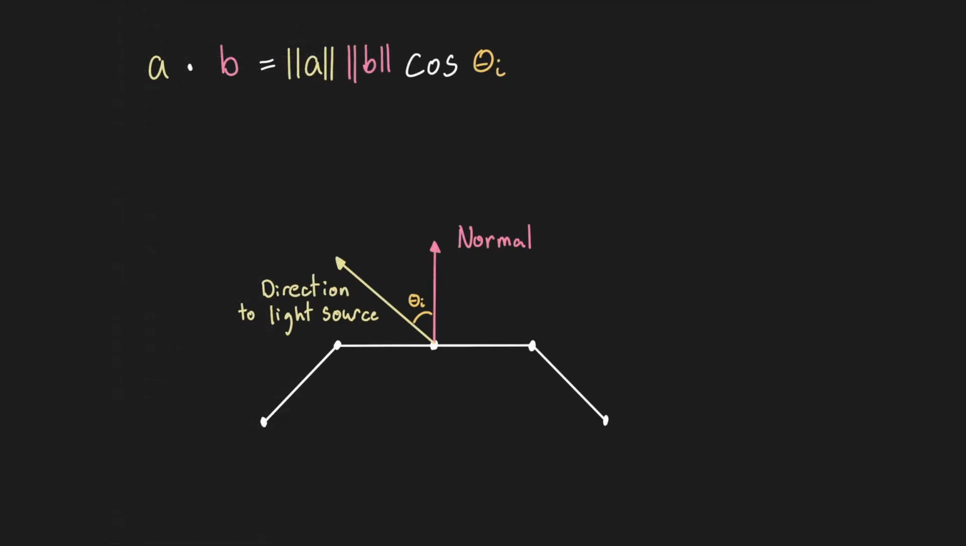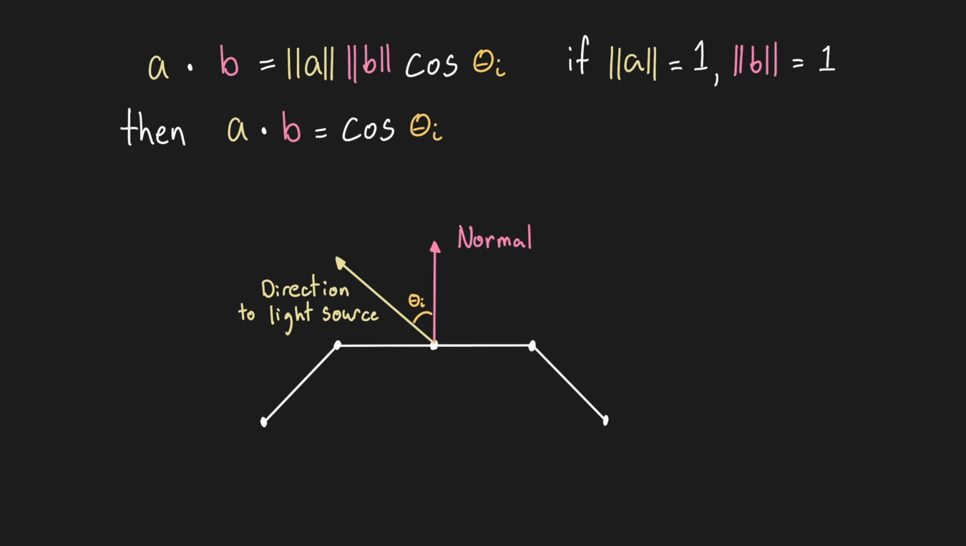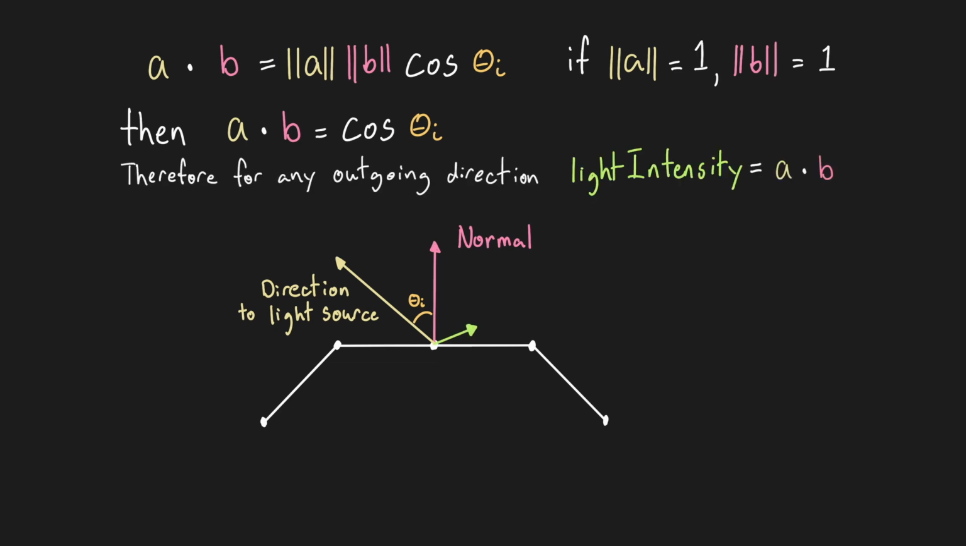The dot product of two vectors A and B is equal to the length of A times the length of B times cos theta, where theta is the angle between the two vectors. If both vectors are normalized to be of unit length, then A dot B is equal to cos theta. Therefore, in vector form, the reflected light intensity for any outgoing direction can be calculated using the dot product of the surface normal and a normalized vector pointing to the light source.